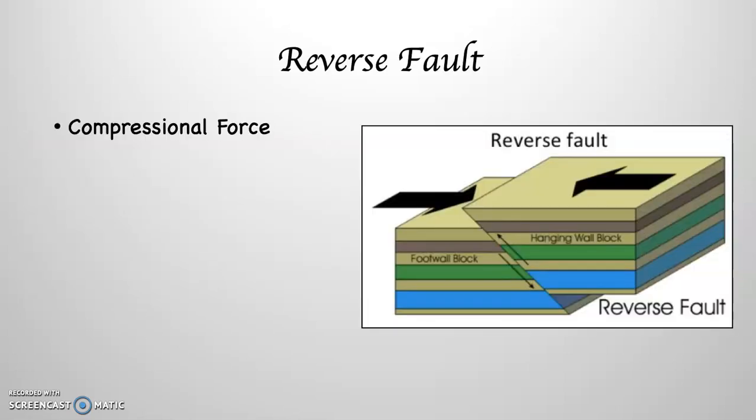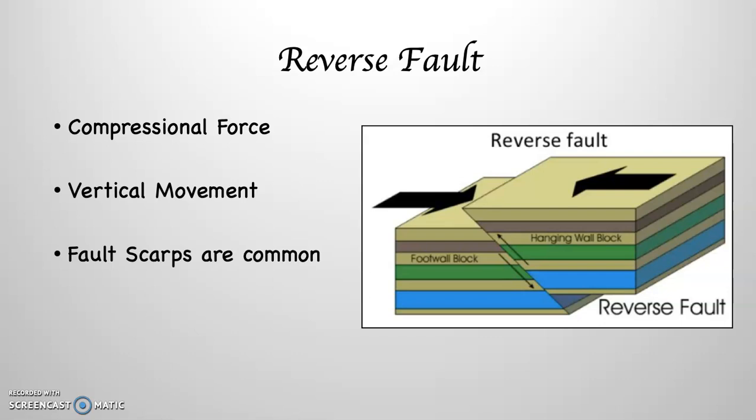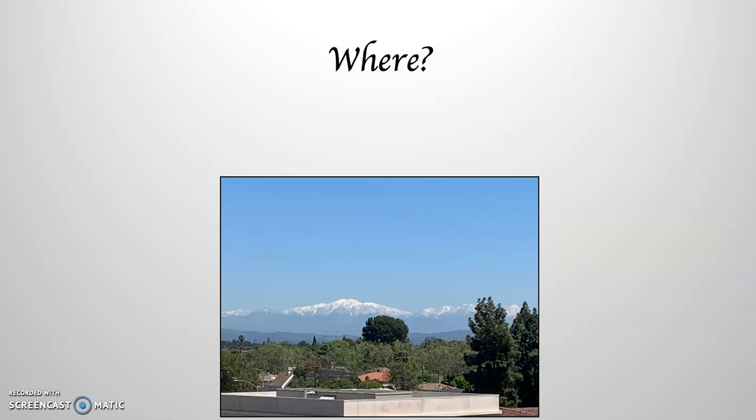Reverse faults are the result of compressional forces, as you can see indicated by the arrows, where what happens is the blocks of land are shoved together. The movement, once again, is primarily vertical, so upwards. Fault scarps are common, so you get cliffs with these, and this causes a crust to shrink or be shortened as a result of the two blocks running into each other and one kind of riding over and the other riding under the other.